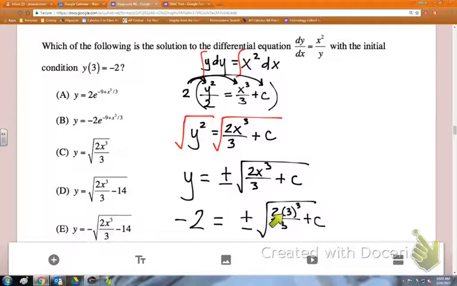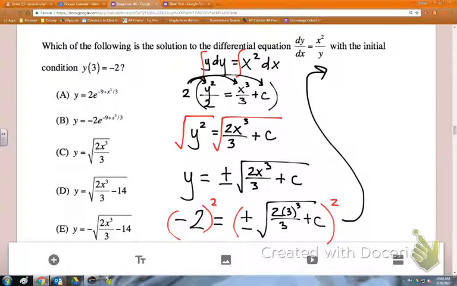So let's go ahead and do that. First things first, how do I get rid of this square root on this side? Square both sides. So what do you get when you square -2? 4, and then we'll square this, and that'll get rid of that square root. So I have 4 equals 2 times 3 cubed over 3. What is 2 times 3 cubed over 3? 18? Good, because 3 cubed is 27. Well, 27 divided by 3 is 9, and 9 times 2 is 18. And then if you subtract 18 from both sides, you get -14. So yeah, negative 14 is equal to C. Therefore, my final answer is answer choice E.